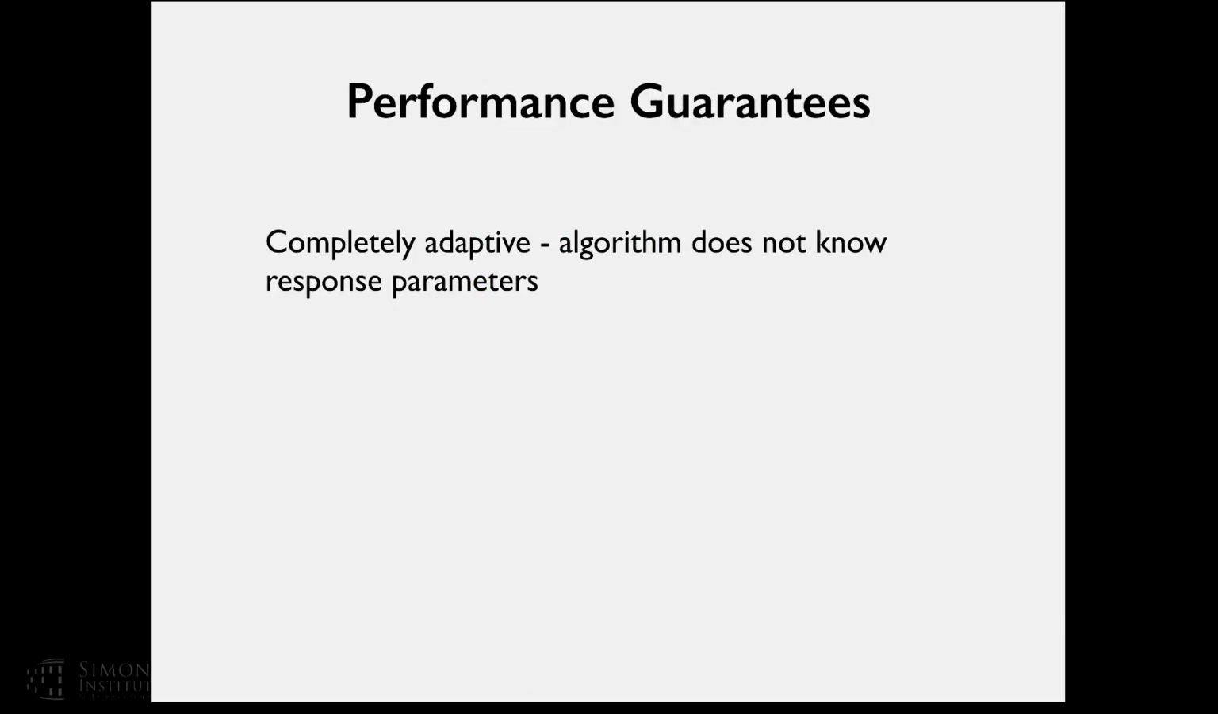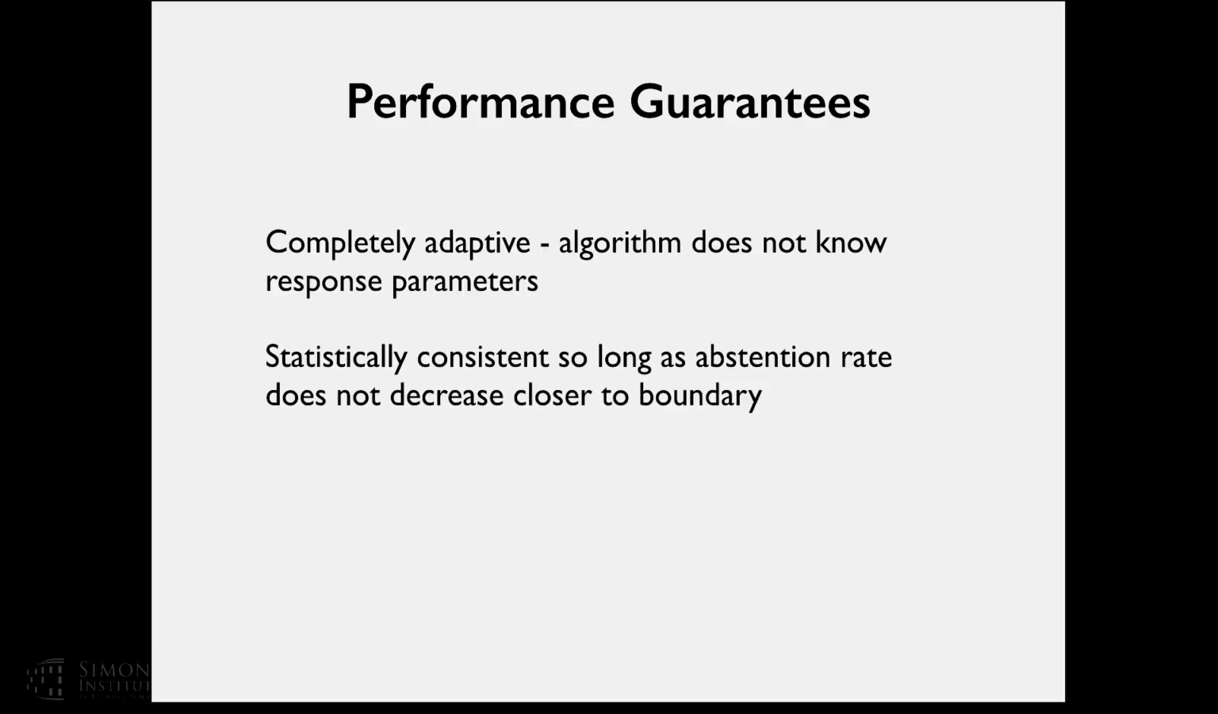Okay. So performance guarantees. This algorithm does not need to know any parameters of P, Y given X. And here is essentially the answer to your question. This will work correctly; it will get you close to C star. It will be statistical. It will give you the correct answer so long as the abstention rate does not decrease as you move closer to the boundary. If your abstention rate stays the same, it will get you there, and then maybe it'll get stuck. Or if your abstention rate increases, then it's good for the algorithm. It'll manage to exploit this information. So long as the abstention rate does not decrease close to the boundary, this algorithm will be fine.